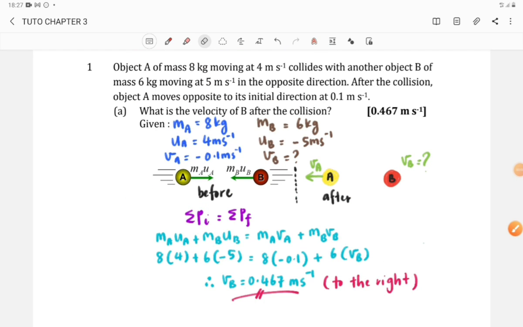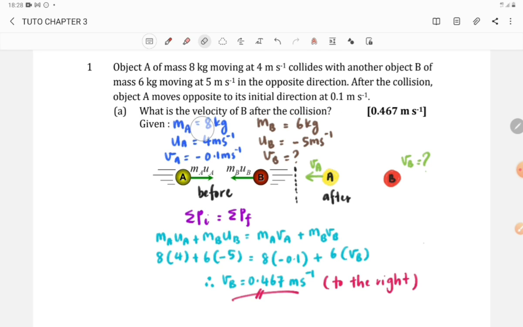Okay, next exercise. Question 1. Object A of mass 8 kg moving at 4 meter per second collides with another object B of mass 6 kg moving 5 meter per second in opposite direction. After collision, object A moves in opposite direction to its initial direction at 0.1 meter per second. A. What is the velocity of B after collision?